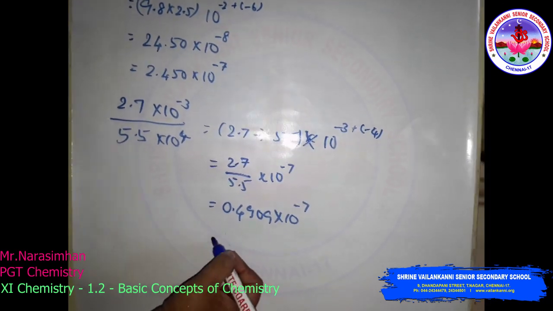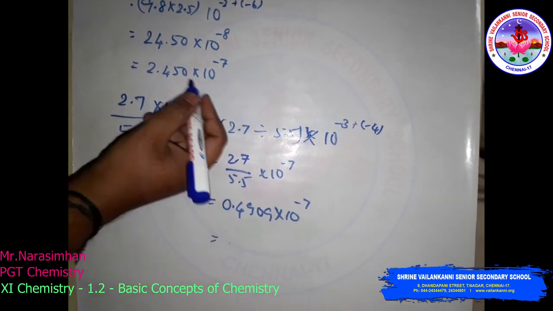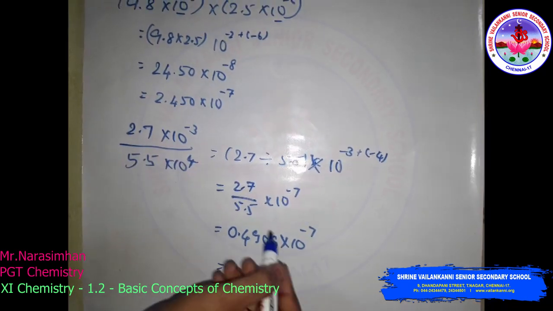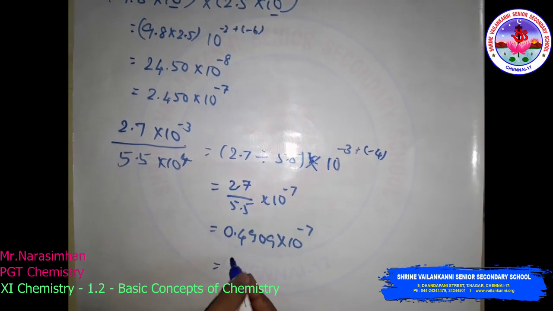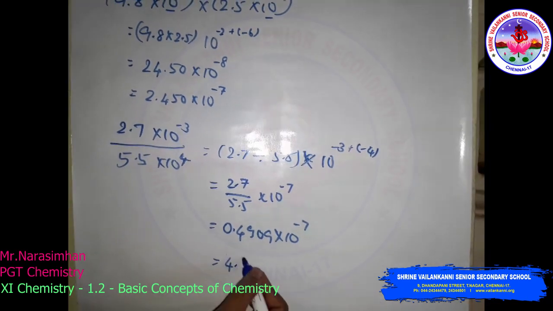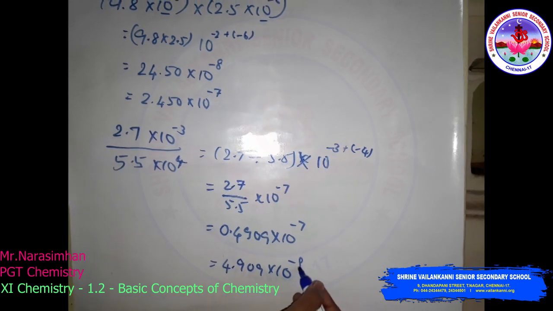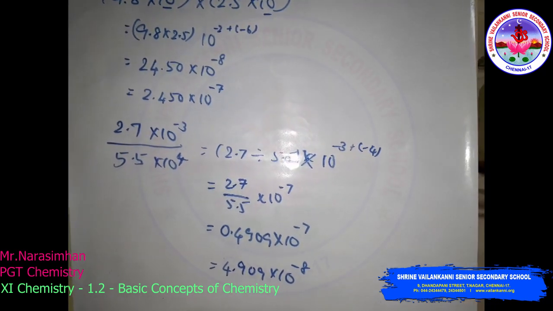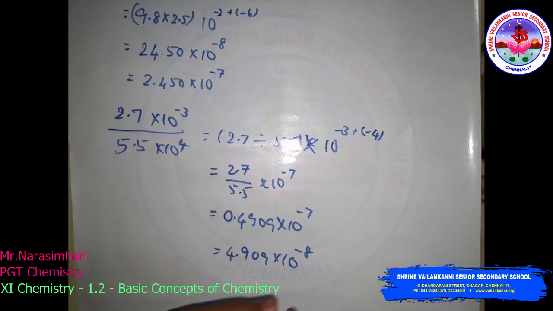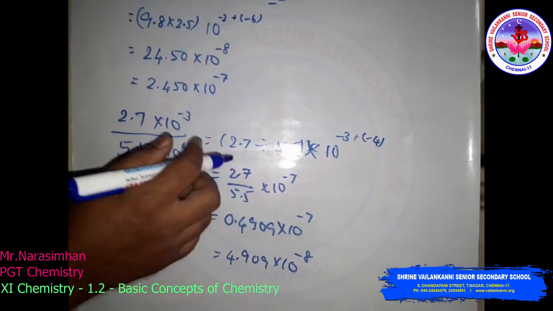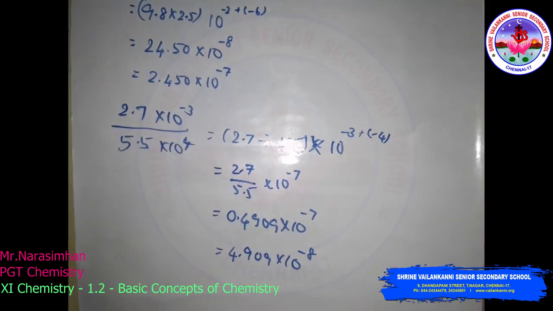So if I move the value to the right hand side, on the left hand side you have to reduce that number. Going towards the right hand side, 4.909 will become 10 power minus 8. Okay, so this is the multiplication and the division. Addition and subtraction we will see.